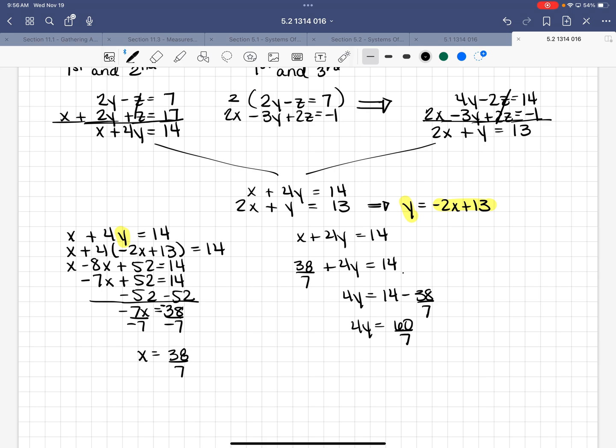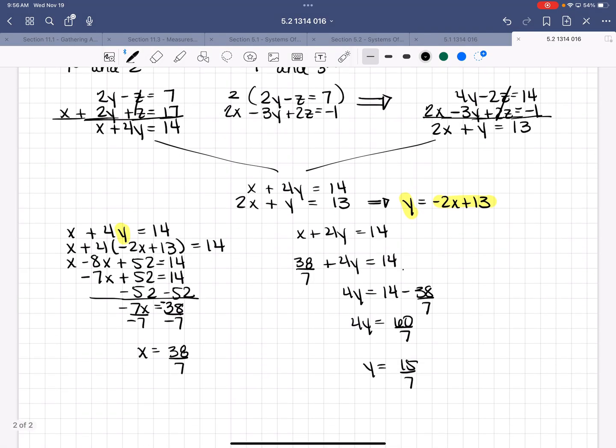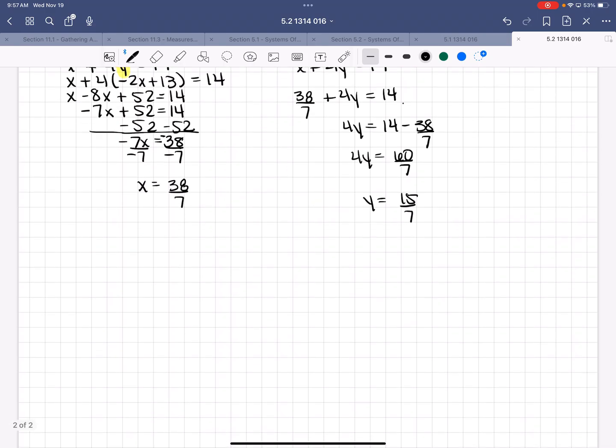Actually, that is better. That's going to wind up giving me y equals 15 over 7, when I divide by that 4, because 4 will go into 60 15 times. So that's 15 over 7. Then, guys, you need to go back. I would plug it in the first one because you've got y. There's no x to plug in. That'll give you z.